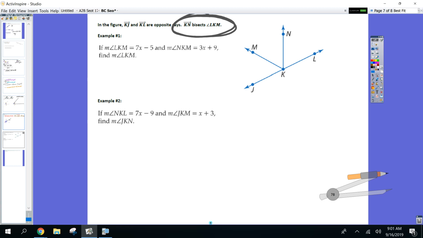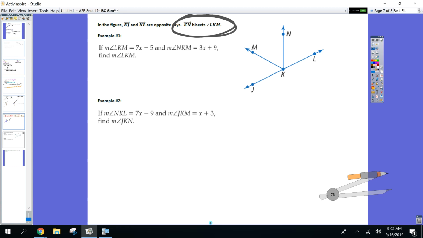Get in the habit of doing this. Oh, it bisects. Let me put these markings on my diagram. Angle LKM is getting bisected by KN. There shouldn't be any hash marks on your diagram here. We are not talking about line segments. We are talking about angle measurements. Good.